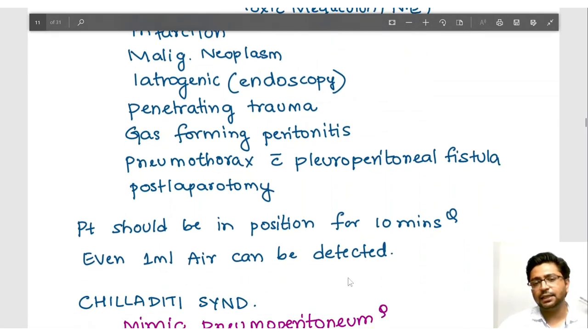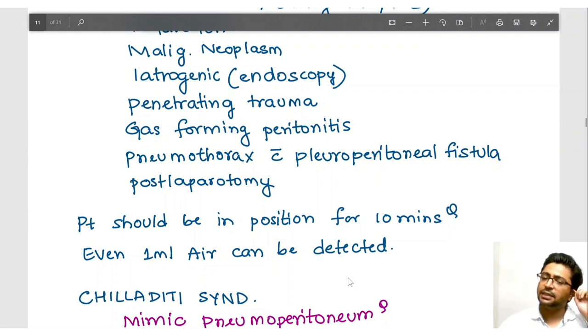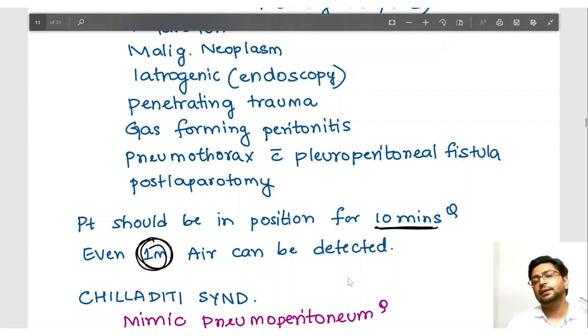So before taking the X-ray, how long does the patient have to be in that position? For 10 minutes. Remember this, 10 minutes. This was previously asked. How long do you require? 10 minutes. And even 1 ml of air can be detected for pneumoperitoneum.